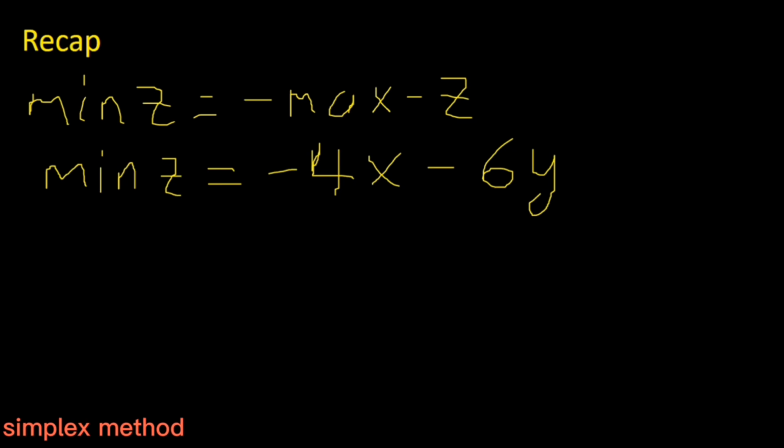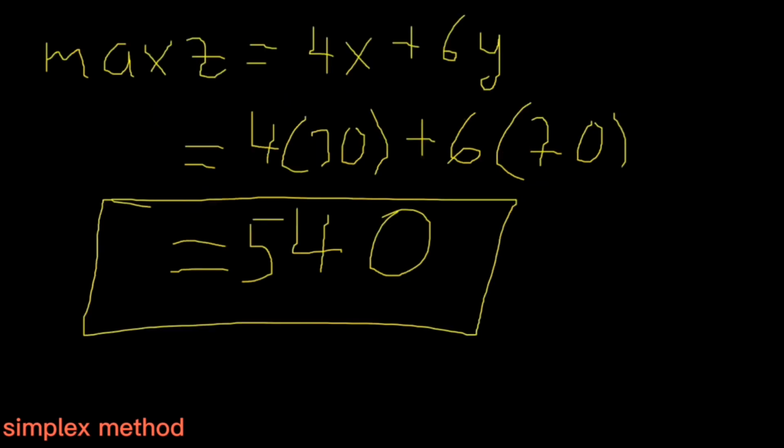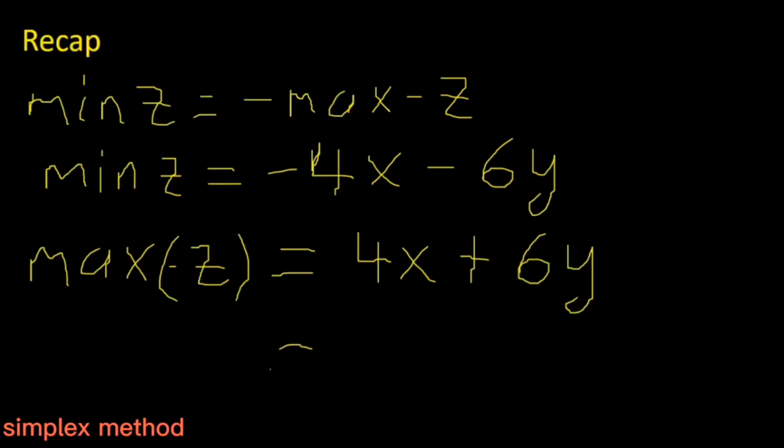Therefore, to convert this to a maximization equation, we are going to find max of minus z is equals to what? We negate this, that is 4x plus 6y. Okay, and you're going to find this max z. In our case, we had what as answer? That is 540. Answer is 540.